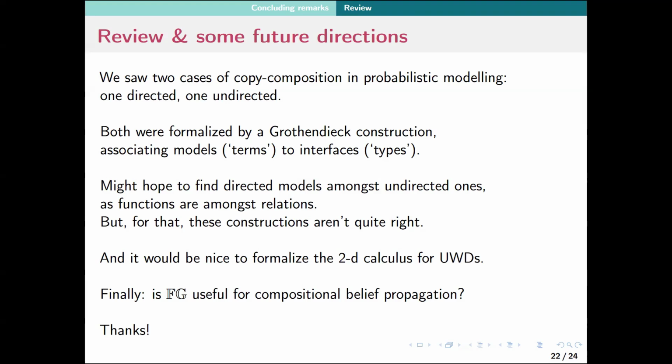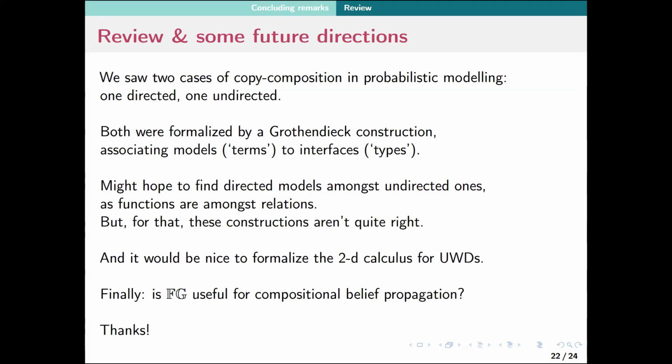You would need to work with more of this enriched relations setting. And in that context, you may get directed models amongst the undirected ones, but they wouldn't necessarily be like these models. This is really about building up the models that you see in the literature. And as I say, it'd be nice to have this kind of 2D calculus for undirected wiring diagrams.